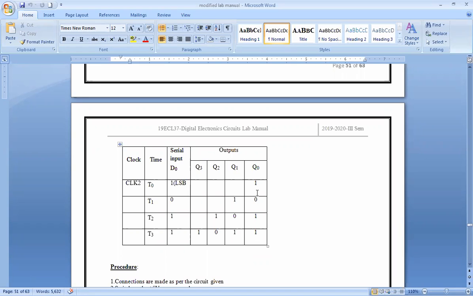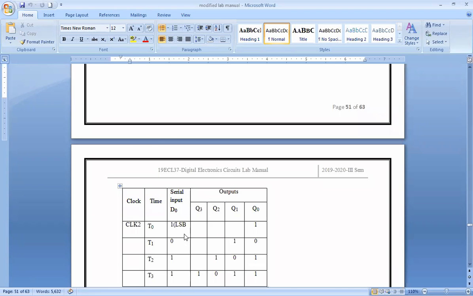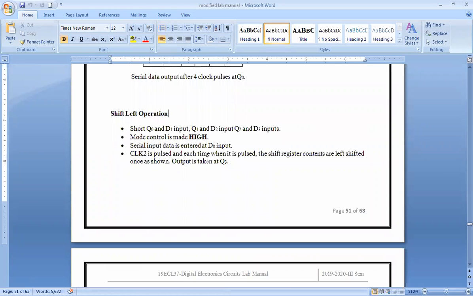So one by one, the bits appear and it is shifted towards the left. Then again, this bit appears, shifted towards the left. Again, this bit appears, it is shifted towards the left. Okay. So in this way, I will be able to shift my bits one after the other towards my left side. Any doubts, students?